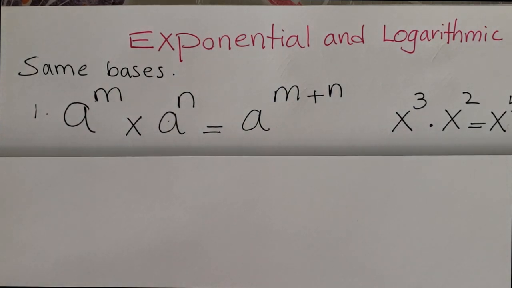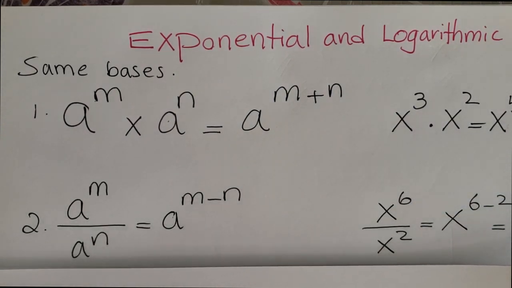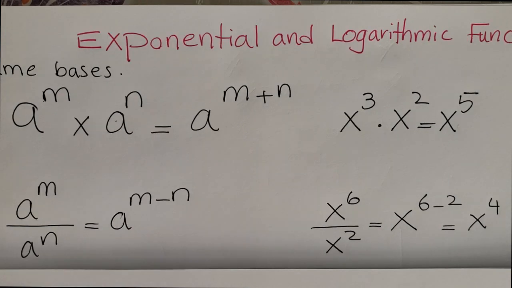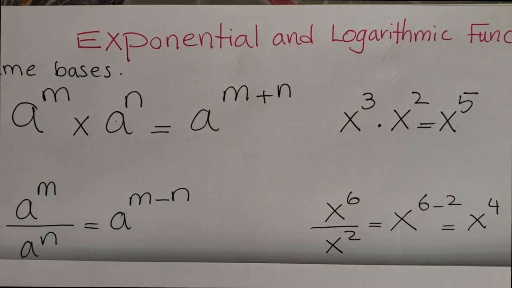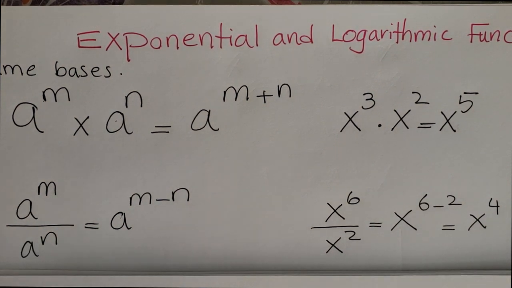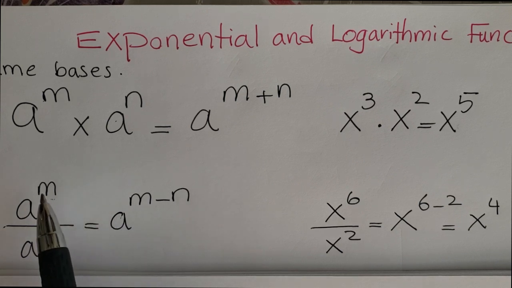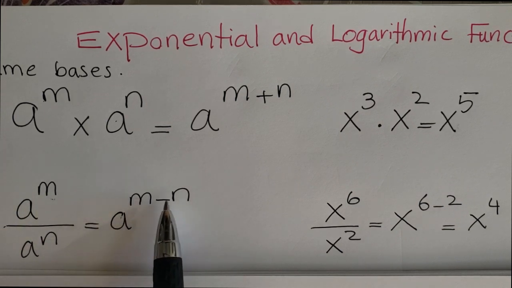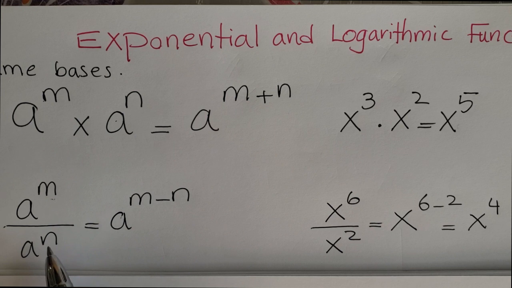okay? Now let's move to rule number 2. Here we have the two bases are again the same. It's both a. The first exponent is m, the other one is n, and it's a division. And here the answer would be a, the denominator exponent subtracted from the numerator exponent, okay?